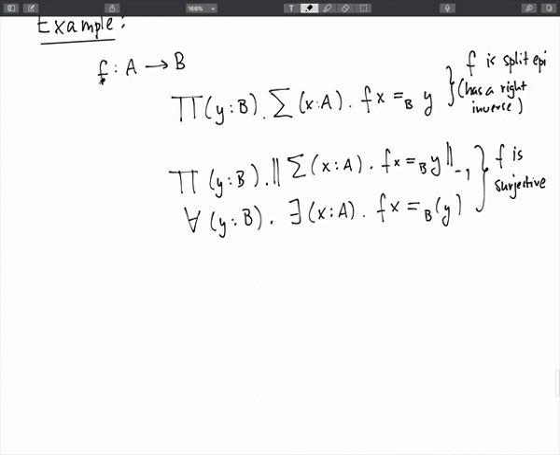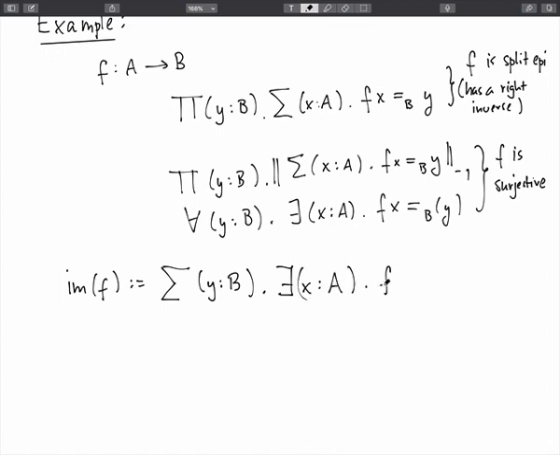Another example: how do you write down the image? This is maybe the last example, and then we can kind of finish. How do you write the image of f? You say it's the set of all y's, the y's in B, such that what? Now I need to truncate. Now I need to say there exists an x in A such that f of x equals y. Because if I put sigma here, it would be wrong.